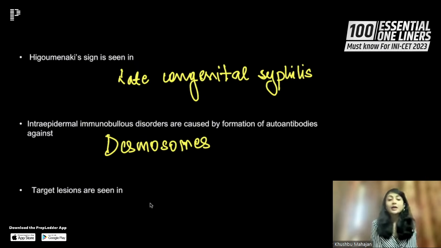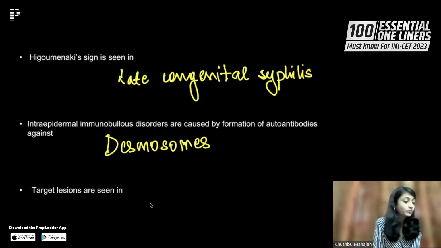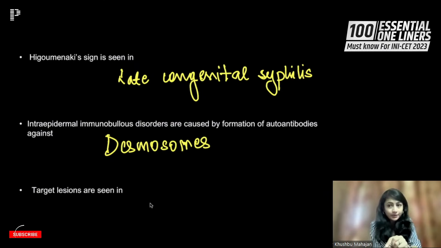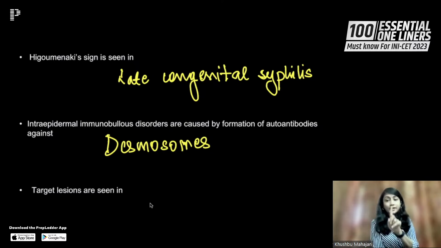Next question, target lesions are seen in. You all are right. So it will not be BP antigen. BP antigen is subepidermal. Please don't get confused. BP antigen is for subepidermal disorder. Here we are talking about intraepidermal disorder. Now, all intraepidermal disorder target desmosomes and they target different parts of desmosome. So if collectively I ask you, it will be desmosome.